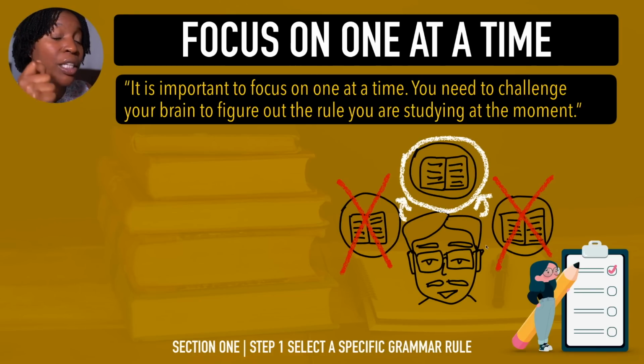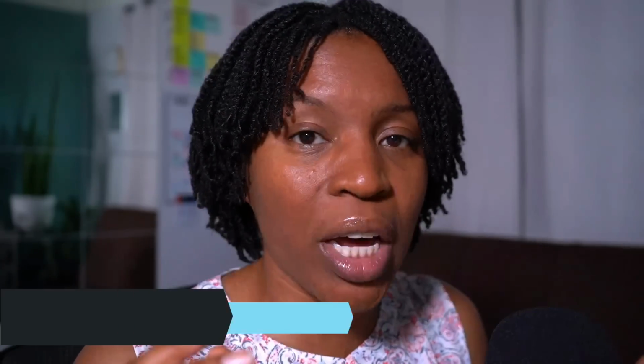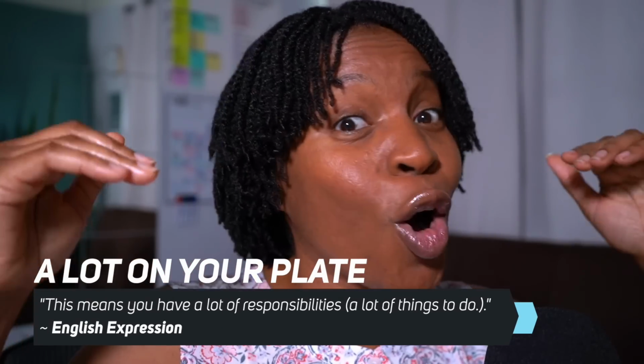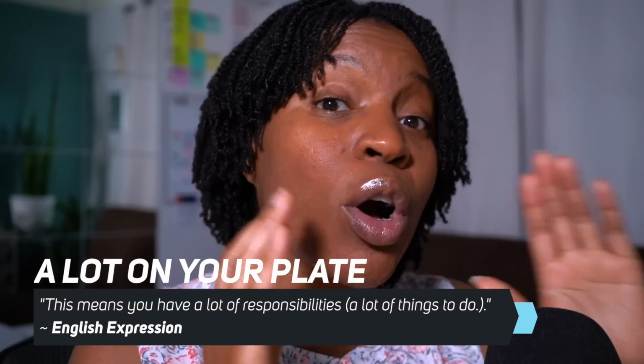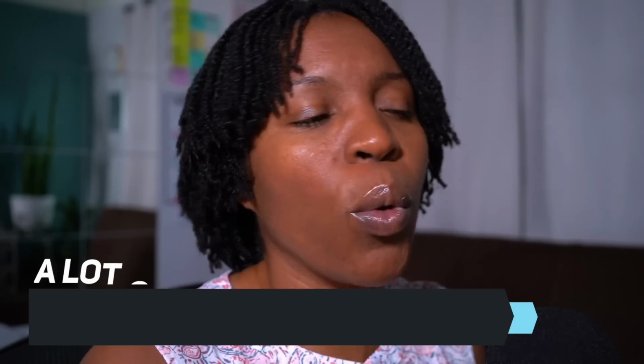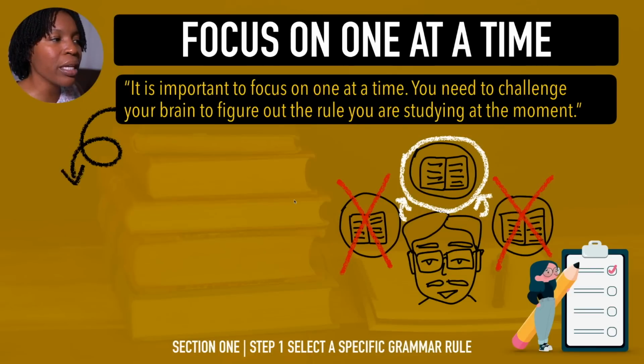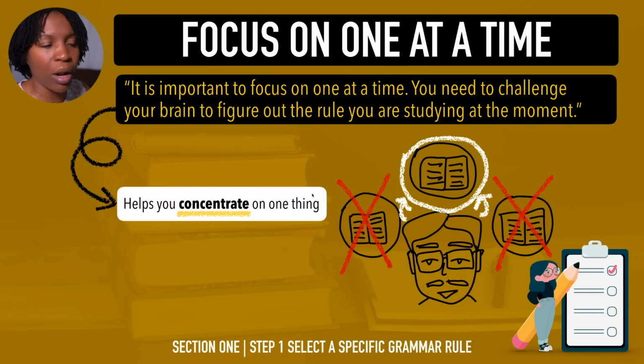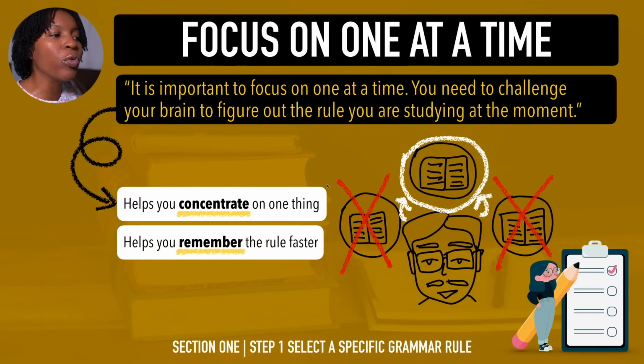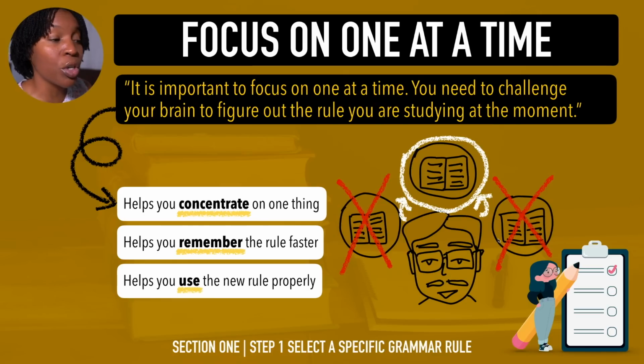You need to challenge your brain to figure out the rule you are studying at the moment. You know, sometimes when you're studying, you have too many things on your plate and you need to focus on one thing. So focusing on one at a time. Now, doing this will help you concentrate on one thing. It will help you remember the rule you're studying faster. And it will also help you use the new rule properly. So again, we're looking at selecting a specific grammar rule.